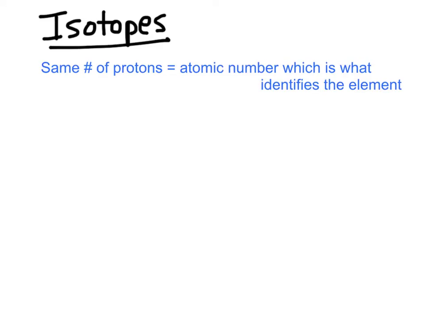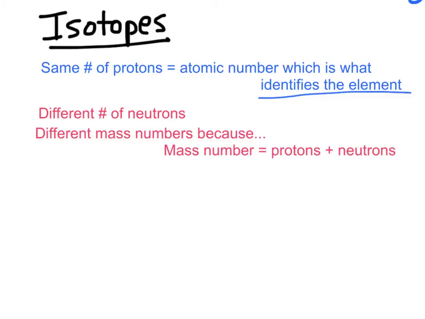Okay, so isotopes have the same number of protons, which is the atomic number, and that identifies the element. So it's the same element that you have every time with isotopes. What is changing is the number of neutrons. You have different numbers of neutrons. And because you have different numbers of neutrons, you have different mass numbers, because the mass numbers are equal to the protons plus the neutrons. And that's what's changing in isotopes, the number of neutrons. So that's the big change.